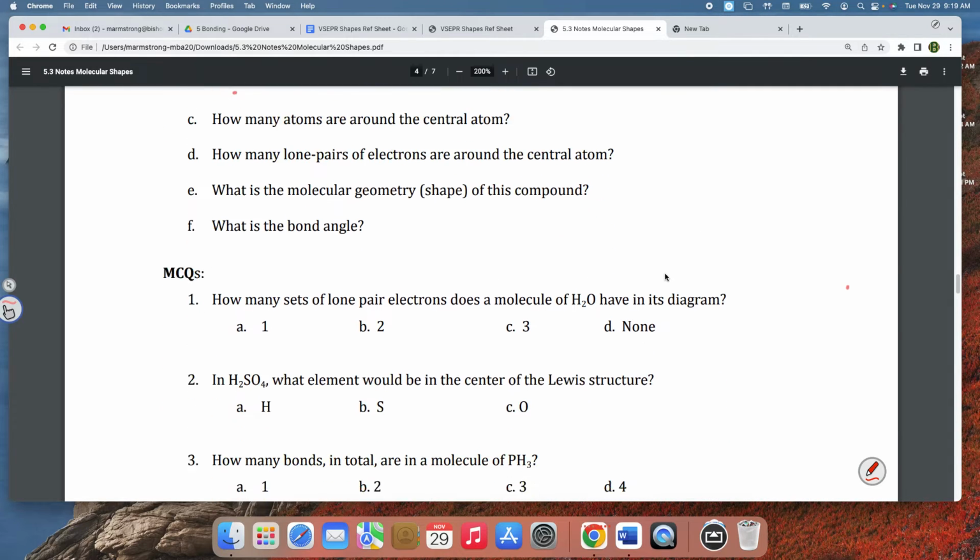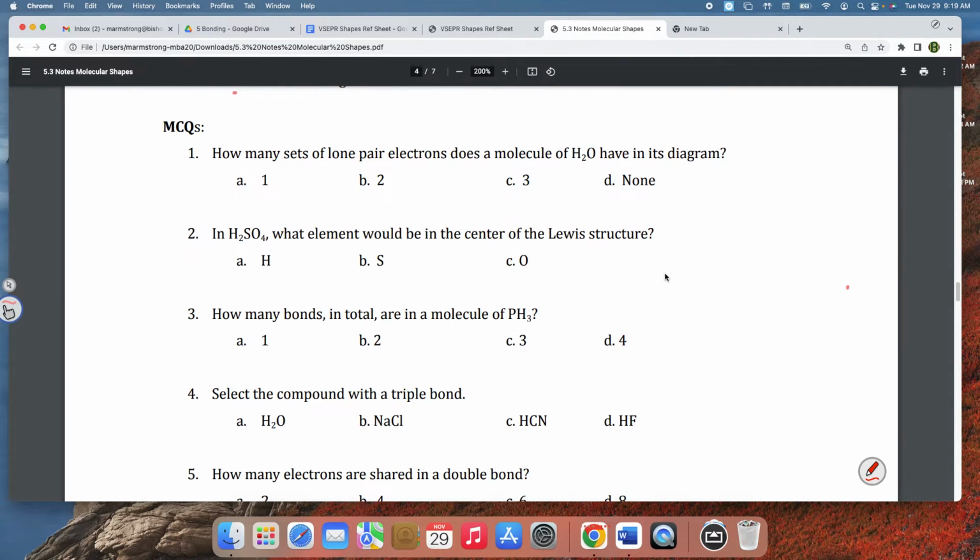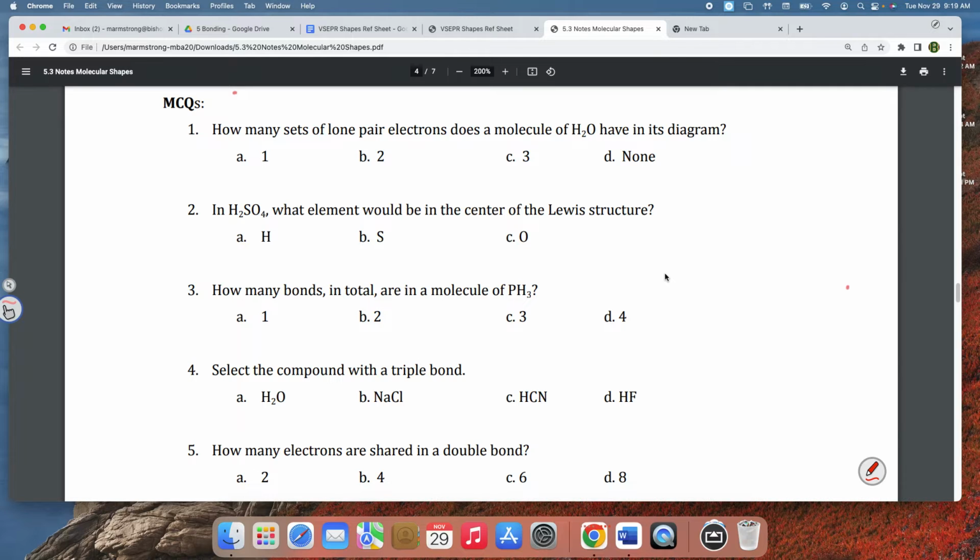So multiple choice questions. How many sets of lone pair electrons does a molecule of water have? So we drew water before. These are great multiple choice questions on a test. So how many sets? There's 1 set, there's 2 sets. So it's that. So in H2S4, what element would be in the center of the Lewis structure? Probably the S.